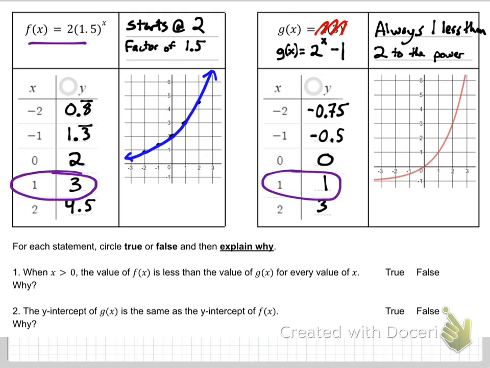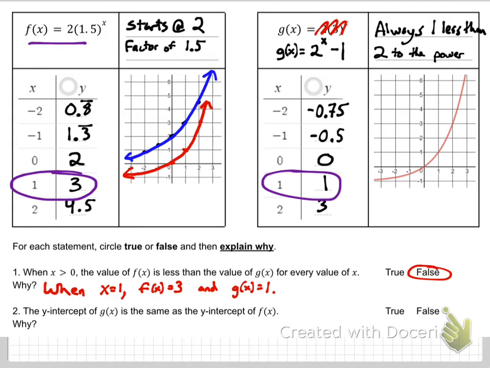So when x is greater than 0, in other words, when x is positive, the value of f of x is less than the value of g of x for every value of x. Let's test it out. One of the places I can do is just start looking at positive x values. So we look right there. Or we could also graph it on the same graph, like that. F of x is the blue one in that case. G of x is the red one. So when x is 1, f of x is 3, and g of x is 1, that means that statement is false. Because f of x is not less than g of x there.